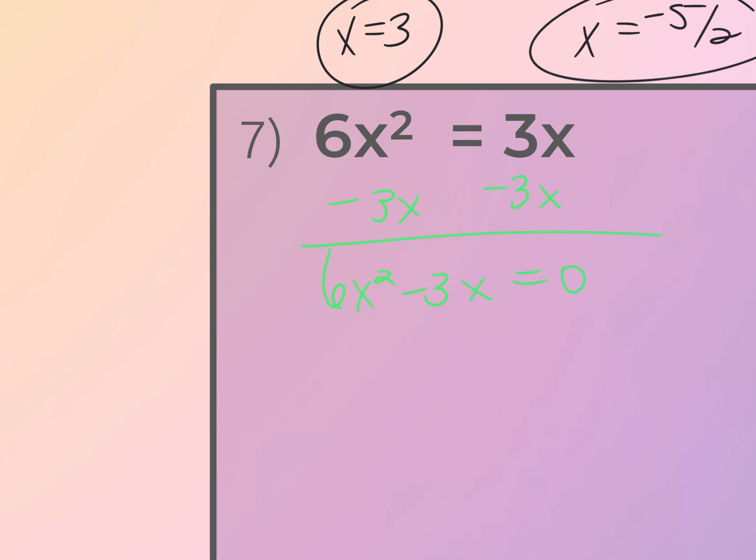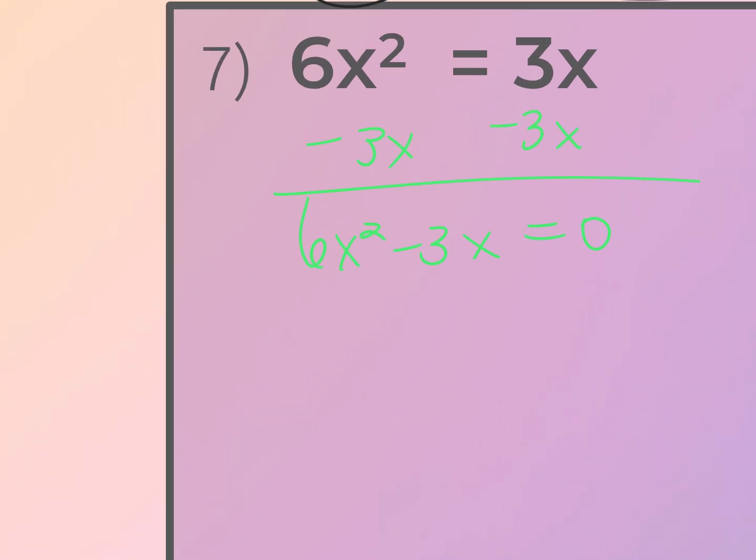What's the first thing you look for when factoring? GCF. What is your GCF between 6x squared and negative 3x? 3x. Perfect. Take out that 3x, and what are we left with? 2x minus 1 equals 0.